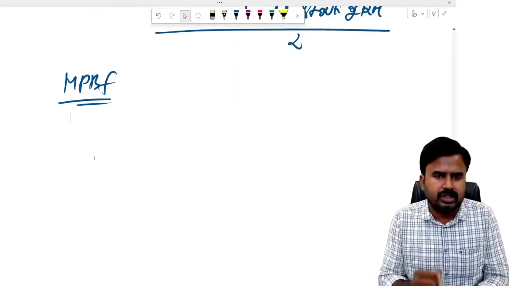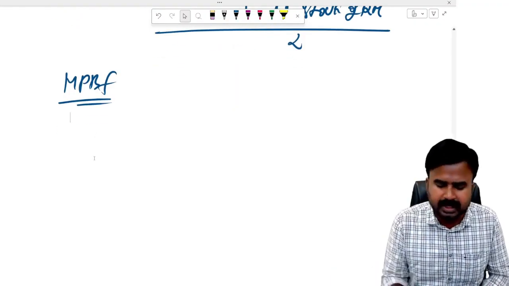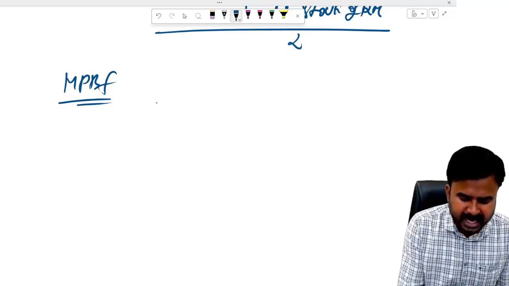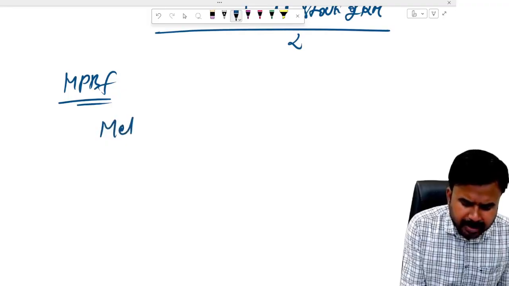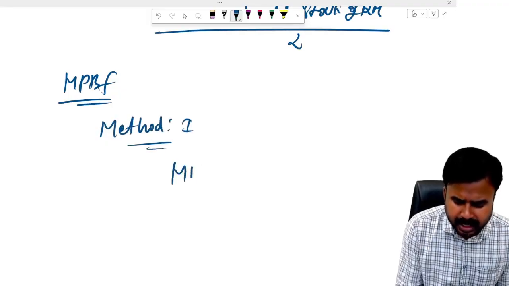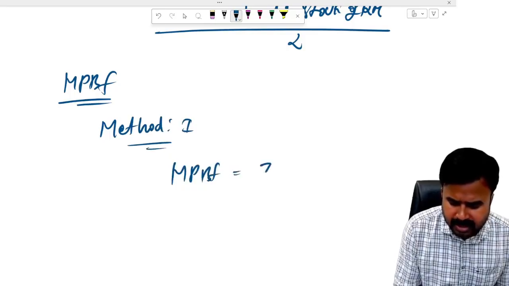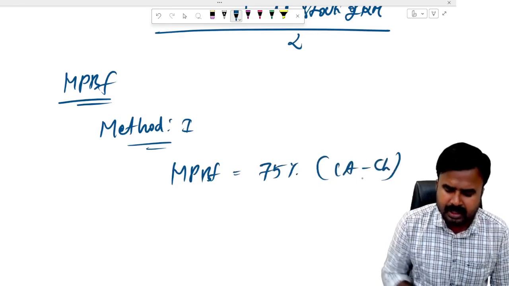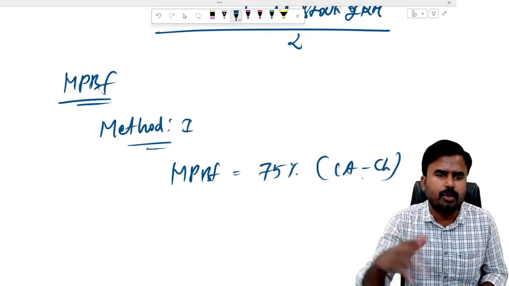And such bankers should follow these methods which were suggested by the Tandon Committee. Okay, MPBF, maximum permissible bank finance. There are three methods suggested by the Tandon Committee. Method 1: under method 1, MPBF should be equal to 75% of current assets minus current liabilities. That means 25% must be financed from long-term sources.